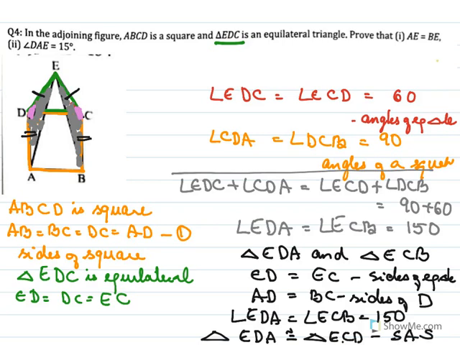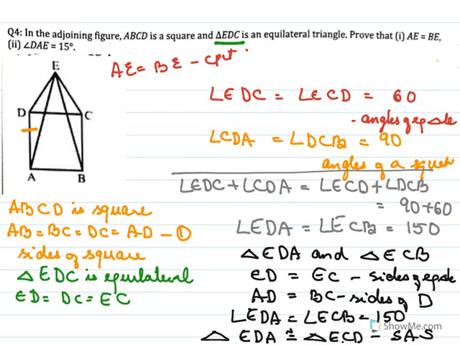If the triangles are equal, the sides are equal by CPCT. So I can say AE equal to BE by CPCT. I'll write that. AE equal to BE by CPCT.